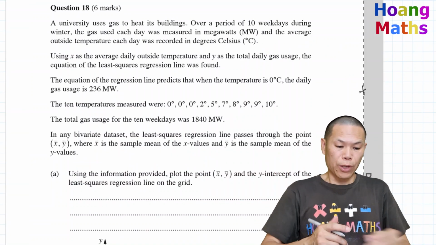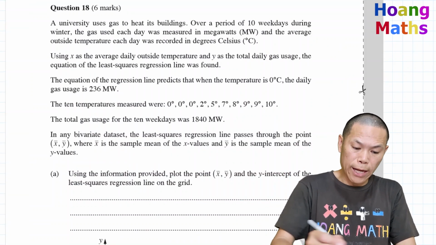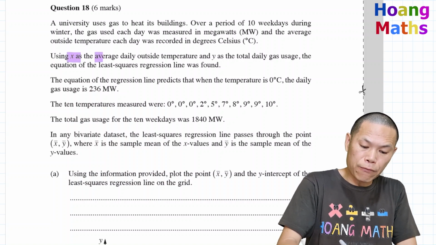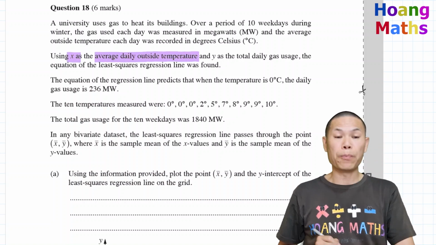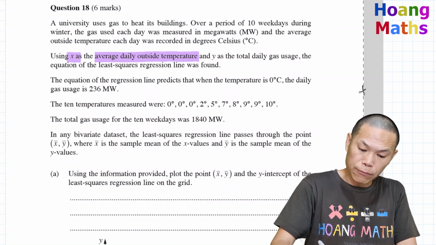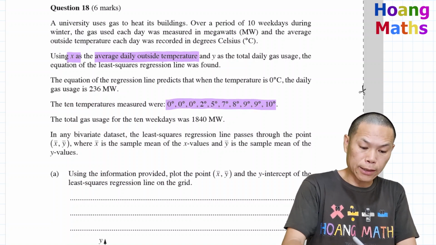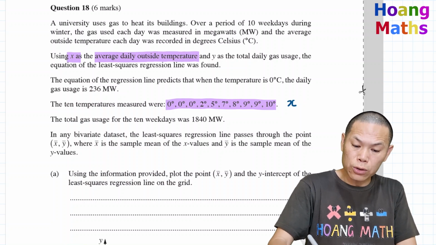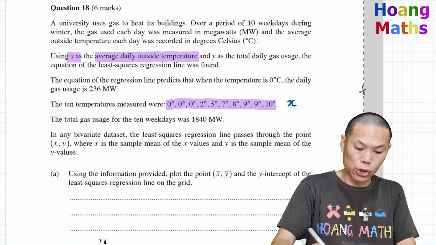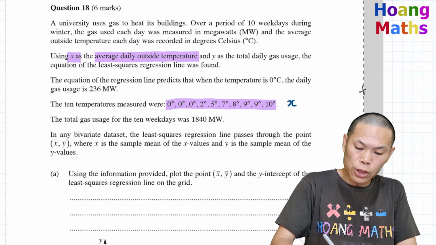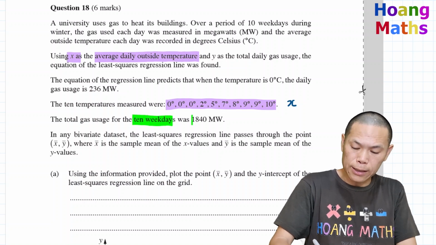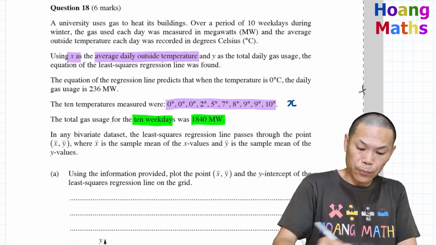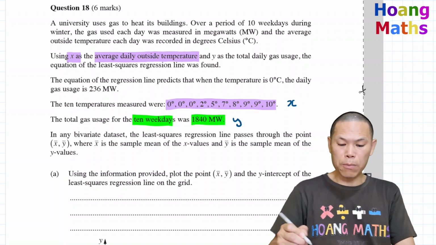Question 18. So first of all, we know that x is the average daily outside temperature. So this is x if you wish. Let me just make note on this. And y is the total daily gas usage. So the total gas usage for 10 days is this. So that is y, the total y. So keep that in mind.